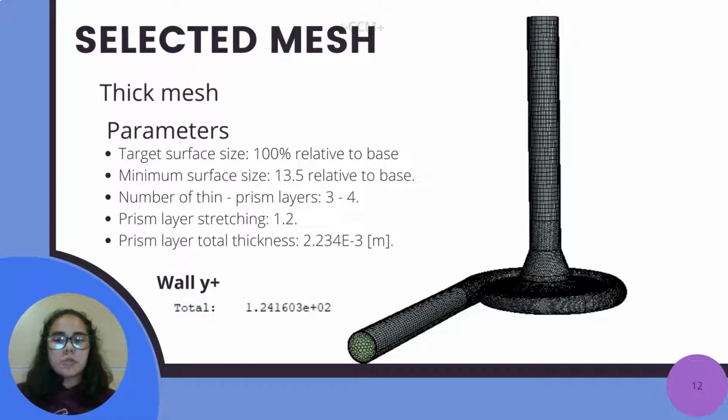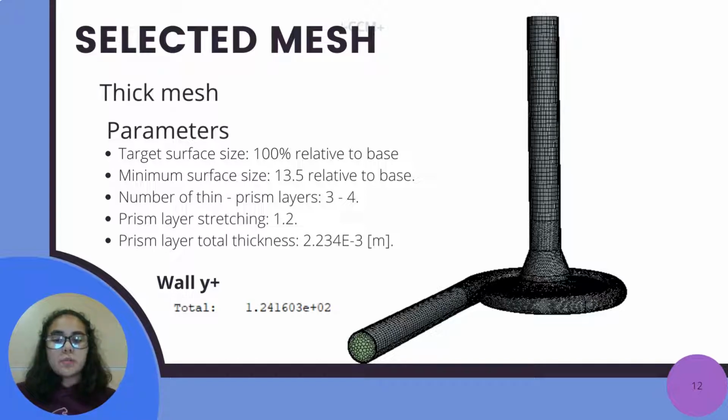Now, after selecting this mesh, the parameters are defined by a target surface size of 100% relative to base, a minimum surface size of 13.5 relative to base, a number of thin layers of 3, a number of prism layers of 4, a prism layer stretching of 1.2, and a prism layer total thickness of 0.00234 meters.